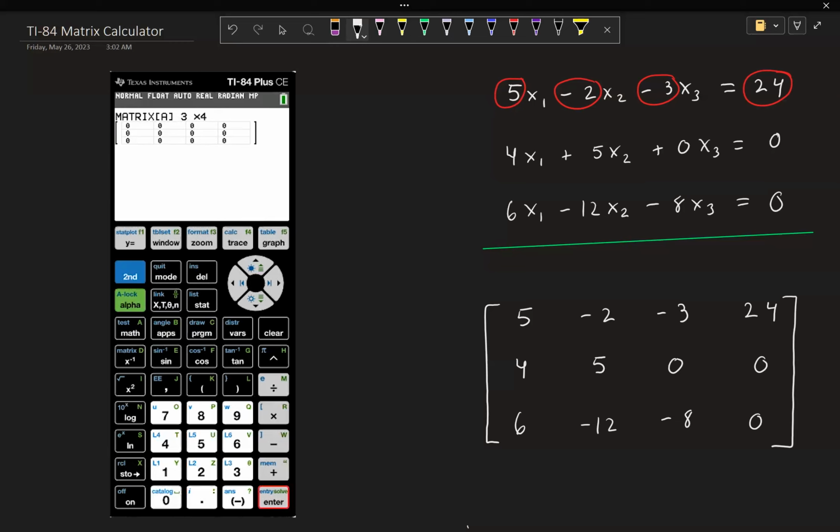So if you have 4 equations, 4 unknowns, you'll need a 4x5 matrix. If you only have 2 equations and 2 unknowns, you'll need a 2x3 matrix. So our case is just a 3x4. So now all we're going to do is plug in all the values that we have in our matrix.